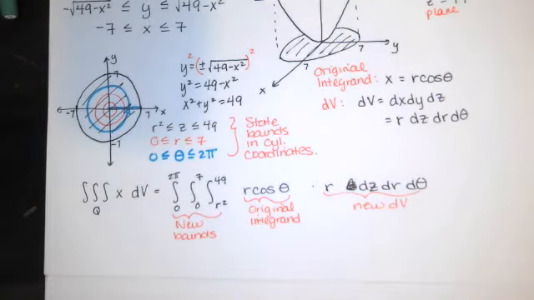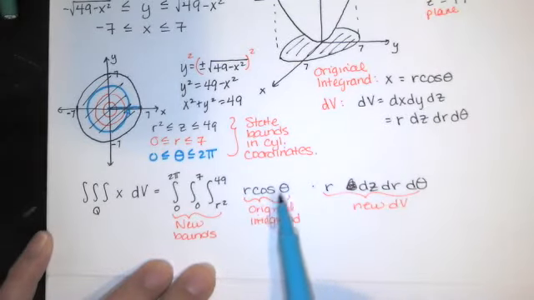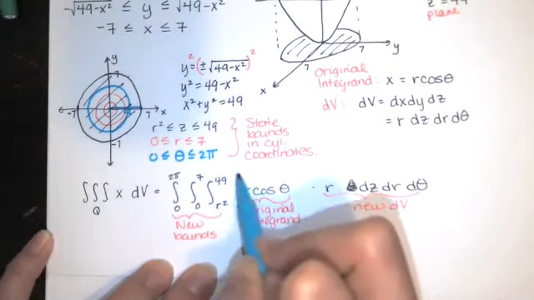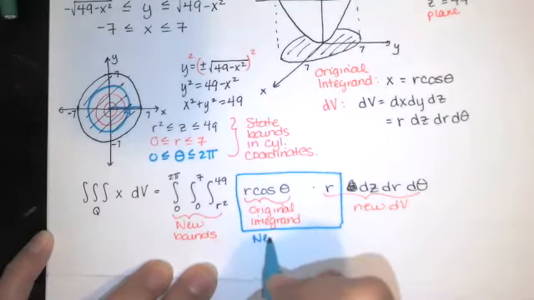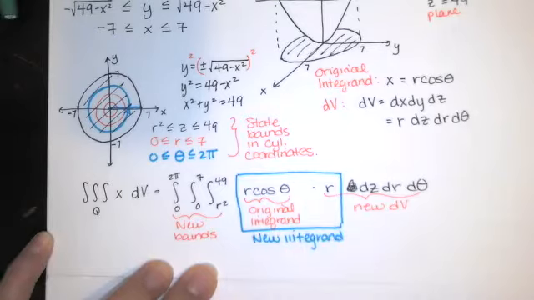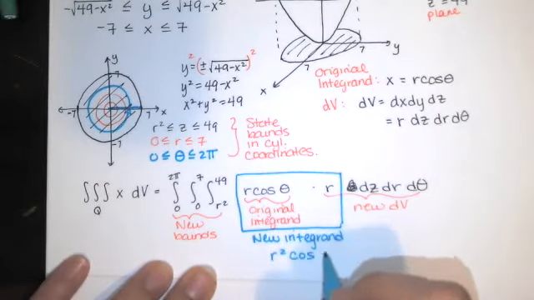When you're entering this in WebAssign, they're not going to ask you for this original integrand times r, they want the new integrand. So you kind of have to put these two pieces together to get the new integrand. The new integrand is r times r cosine of theta. So we get r squared cosine of theta.